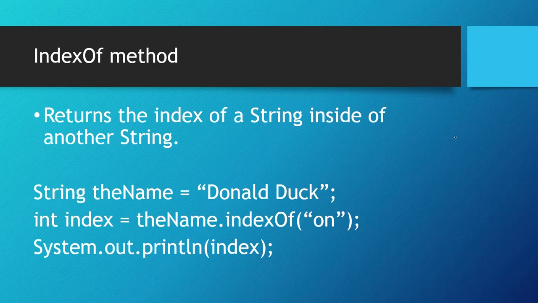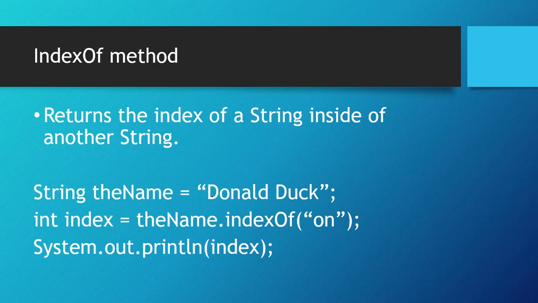Another method that's super useful is called indexOf. What this does is it returns the index of a string inside of another string. You're like, that sounds odd, but let's look at some code here. So I've got String name = "Donald Duck". int index = name.indexOf("on"). So I'm saying, in this string, I want the index of the word "on". I'm looking for the first instance of "on" in Donald Duck. Index meaning, where does it start?